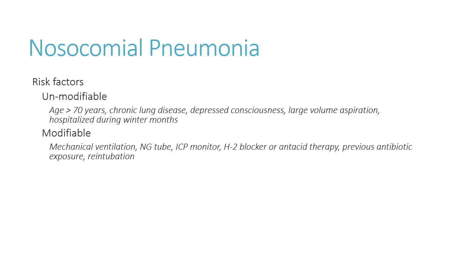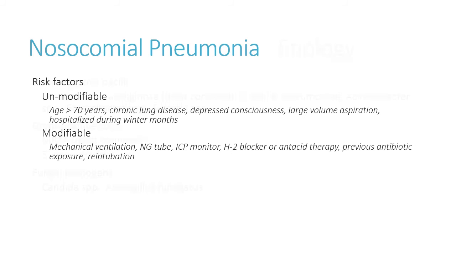So the H2 blocker is going to prevent the stress-induced ulcer, but it's also going to allow those bacteria to grow in the stomach because now the pH is much higher and can allow that aspiration to occur. Does that make sense? Perfect. So anyway, previous antibiotic exposure also puts them at risk for this, reintubation, all those things. So again, try to manage the modifiable ones. Some of them we're not going to be able to deal with too much, but, again, the unmodifiable, we can't do a whole lot.